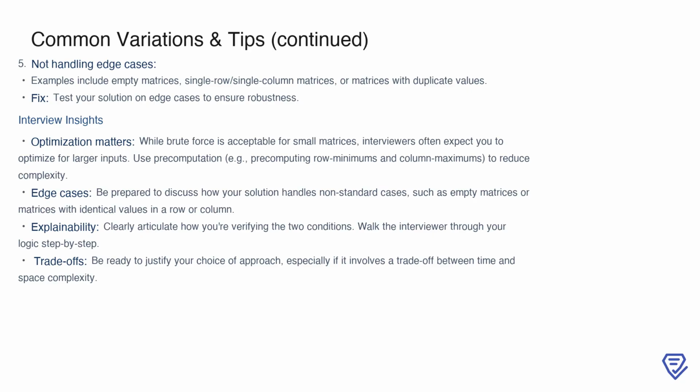Clear communication is also important. Articulate how you verify the two conditions step by step. Finally, be prepared to explain trade-offs. For example, if your approach reduces time complexity at the expense of increased space usage, make sure you can justify why the choice is appropriate.